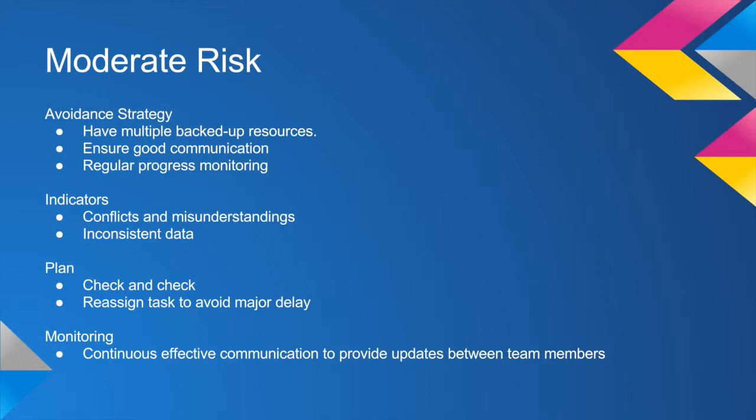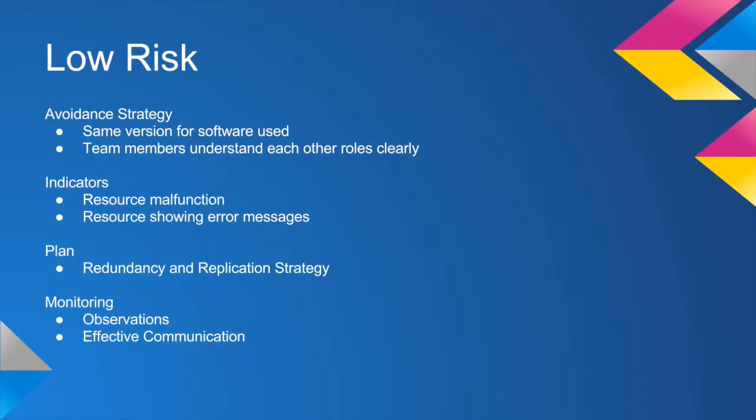Indicators of moderate risk occurring in this project include conflict and misunderstandings within team, inconsistent data received from hardware of the robot. The plan to address this type of risk includes constant checking and adaptation, for example, reassigning tasks to avoid delays. We could monitor some of the risks by having effective communication constantly to provide up-to-date information on the project. Lastly, we focus on low risk.